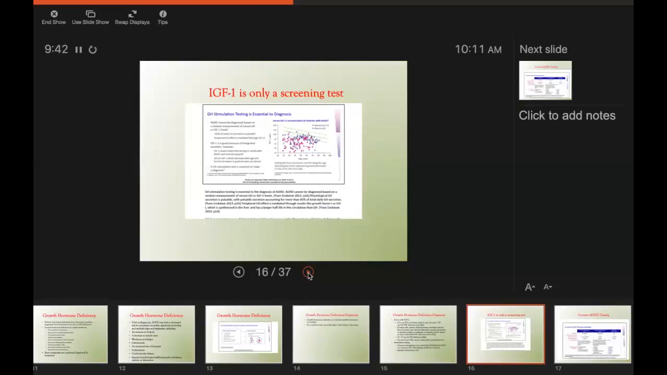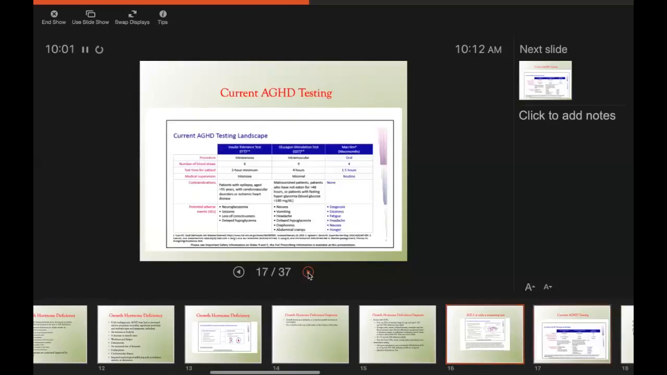Its levels overlap between adults with growth hormone deficiency and normal subjects, decrease with age, and tend to be lower in people that are obese. So you still want to look at it in the context of the patient's situation. So those people, again, in that low normal range for their age especially, you want to do a growth hormone stimulation test.